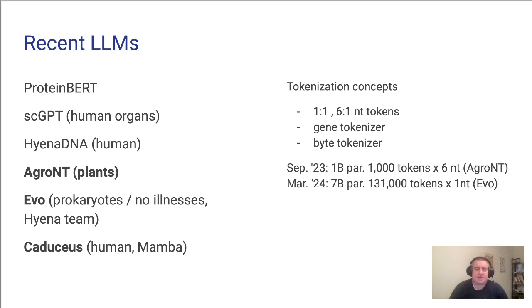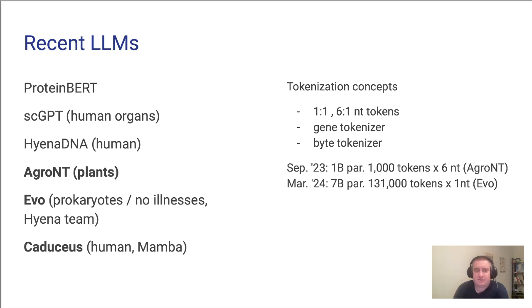Specifically for this talk, I wanted to talk about this new development in large language models. So if you go back, there's a protein BERT specifically trained on proteins. Within the last year, there was interest in models trained on the human genome or specific organs within the human genome. AgroNT is the most relevant model because it was just trained on plants, including the quinoa full genome.